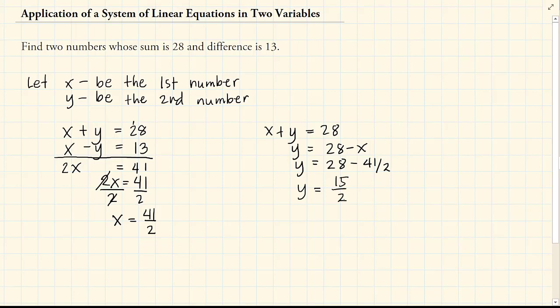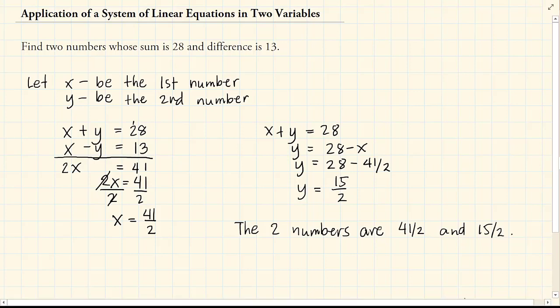Let us check if their sum is 28. So 41 over 2 plus 15 over 2 is 28. And their difference should be equal to 13. That is correct. So our conclusion, the two numbers are 41 over 2 and 15 over 2.